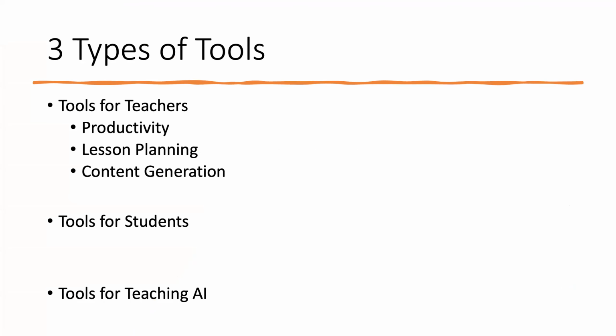Next slide, please. So there are three types of tools I'm going to go over. The first category is going to be tools for teachers. And these are going to help with things such as productivity or lesson planning, anything that might make the job of a teacher easier in the classroom with the help of AI, whether it's generating some sort of content, helping you stay on top of things organizationally, etc.